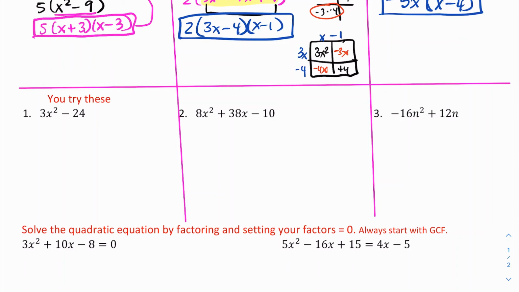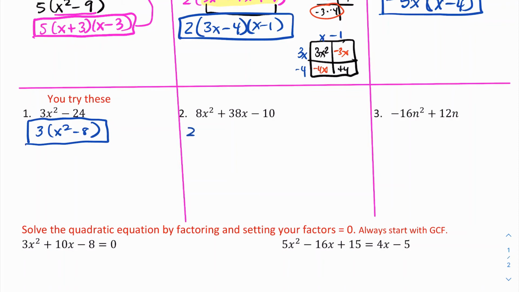All right, so for this first one, we can factor out a 3. That leaves you x squared minus 8. You cannot factor x squared minus 8 into x plus 4, x minus 4 because 8 is not a perfect square. If that was x squared minus 16, you could. So that is your final answer there.